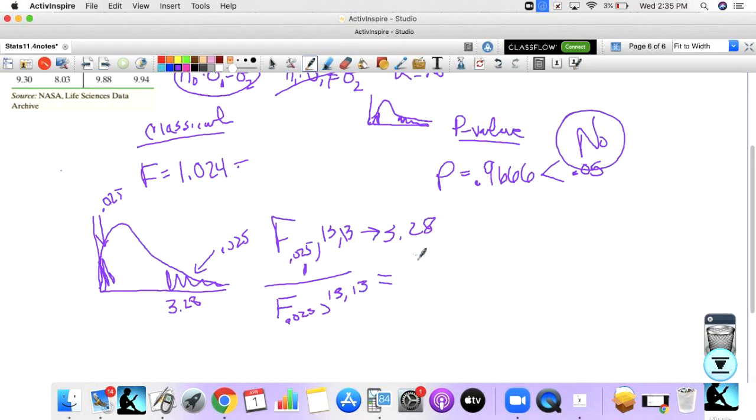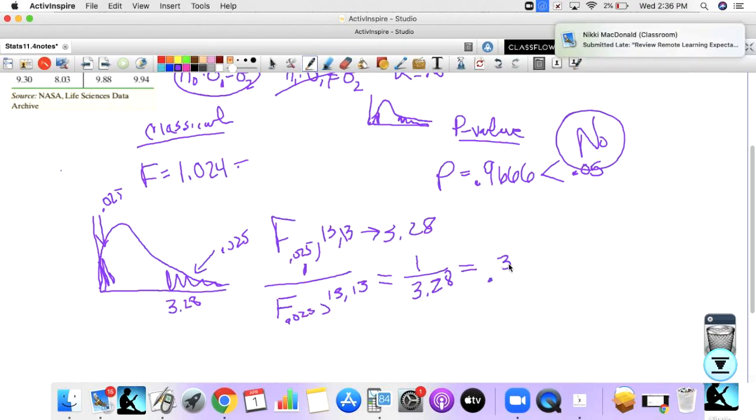So I'll find the F-score that corresponds to 0.025 with 13 in my numerator, 13 in the denominator, which actually, folks, is this number right here. It's the same exact thing. And that doesn't happen every time. That only happened because my degrees of freedom of both were exactly the same. Now, this critical value for that F score is going to be 1 divided by 3.28, which is 0.3049. Okay? So that means this value here, 0.3049.